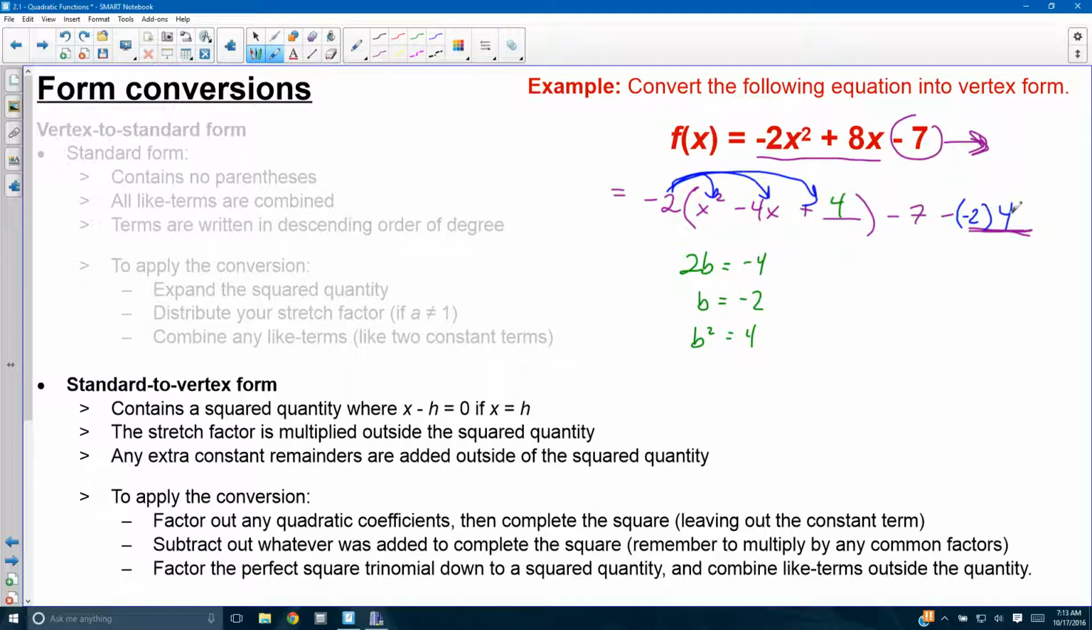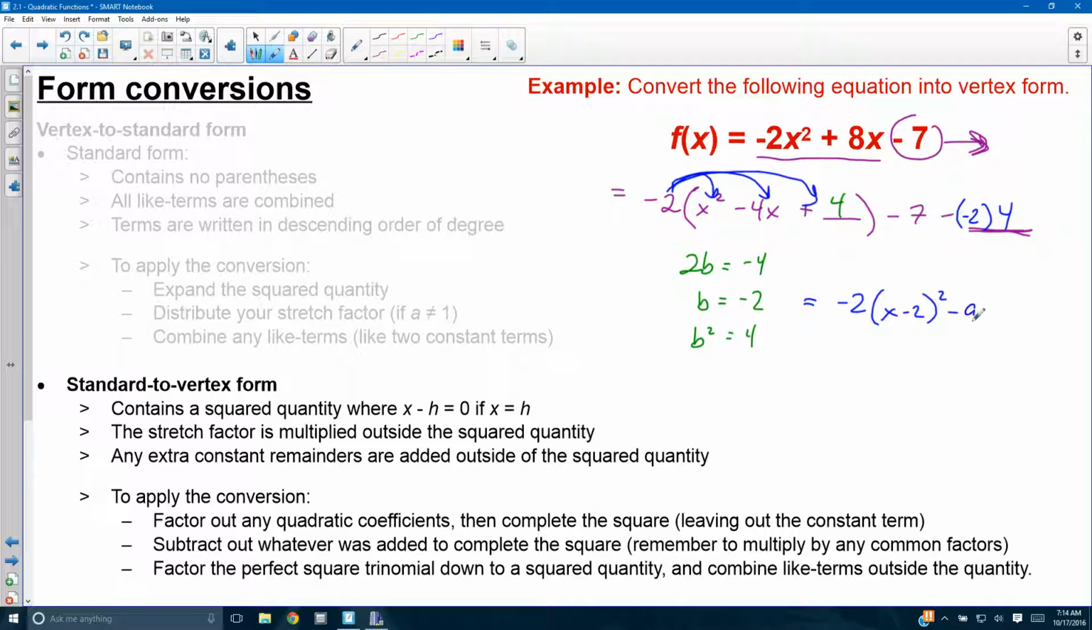Okay, it's going to be -2 times 4 right there as well. So that's a kind of tricky part about this. Remember to multiply by any common factors. This common factor of -2 is something I have to multiply this by outside here. So this becomes -2 times, this becomes x minus 2 quantity squared.